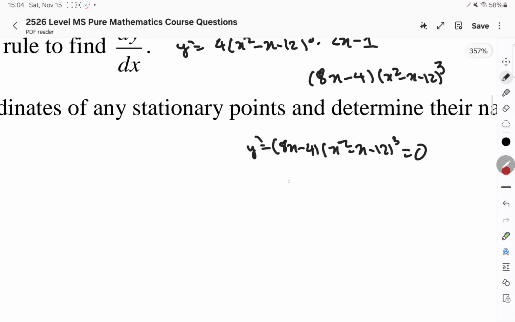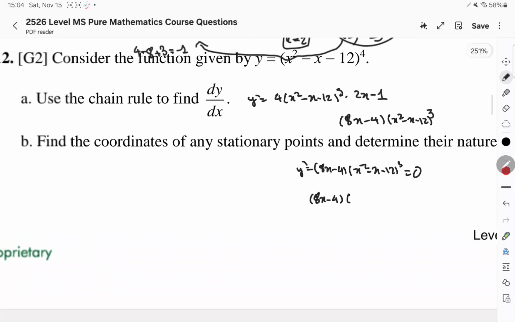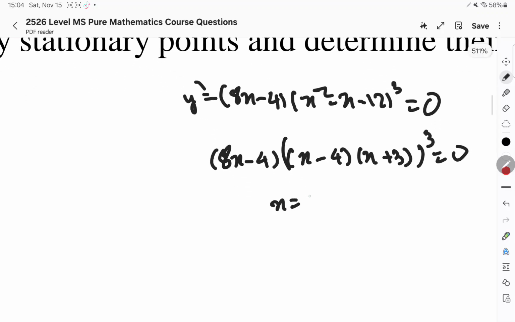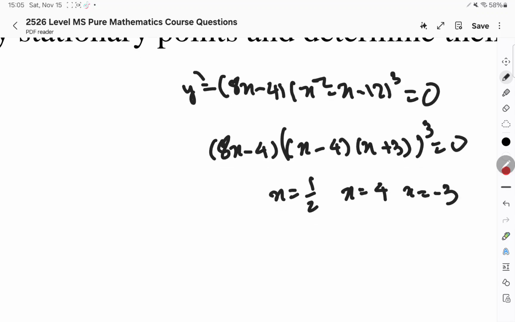And then x would be equal to half. First let's factor the inside of this here. We have 8x minus 4, and then x minus 4, x plus 3, and all of it is just cubed, equals 0. Then x would be half, x would be 4, and x would be minus 3 for the turning points.